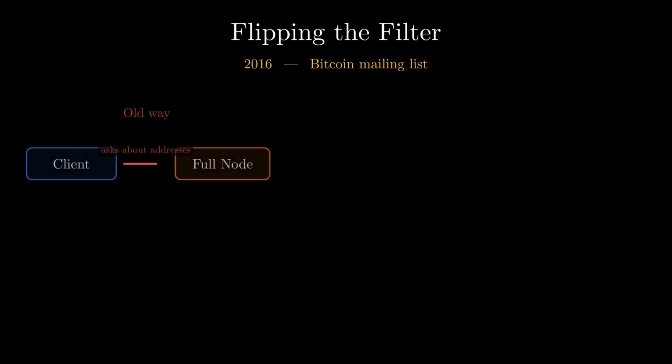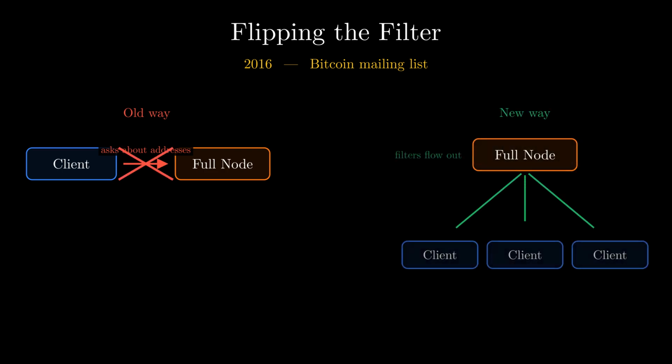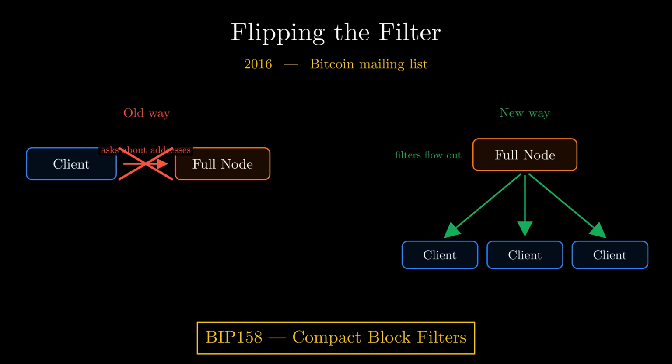In 2016, an anonymous developer posted to the Bitcoin mailing list with a radical idea. What if light clients stopped asking full nodes about their addresses entirely? What if the filters flowed the other way? This single inversion became BIP158, and it quietly fixed one of Bitcoin's worst privacy leaks. First, the problem.